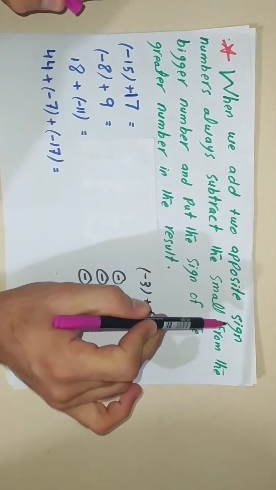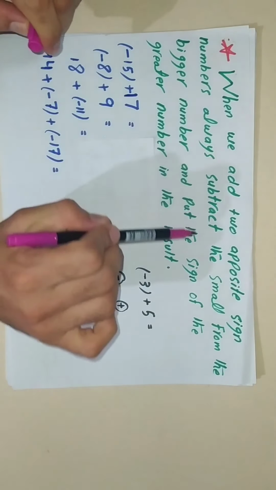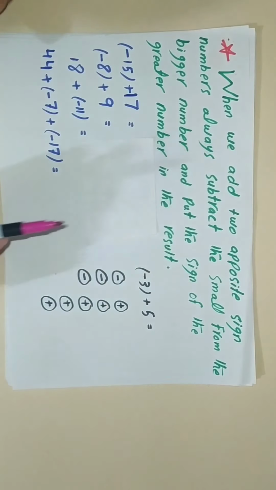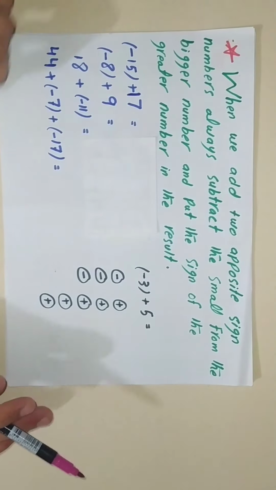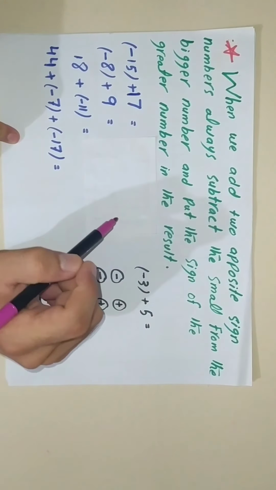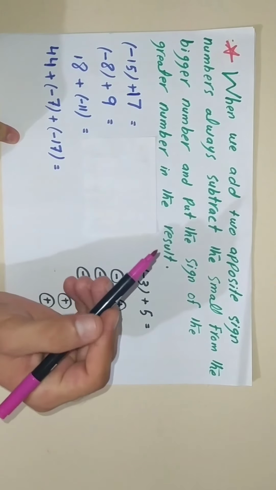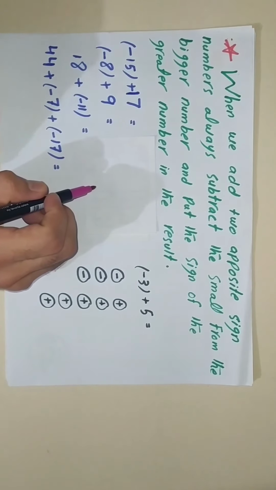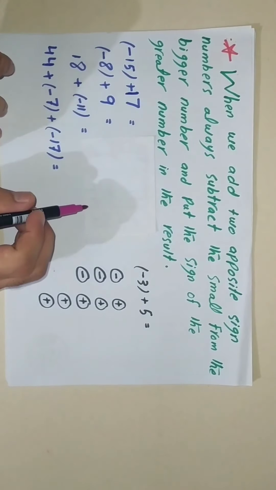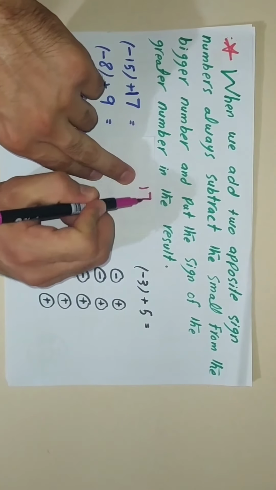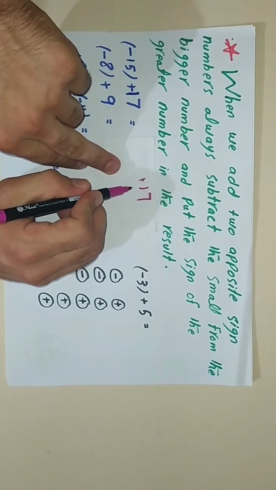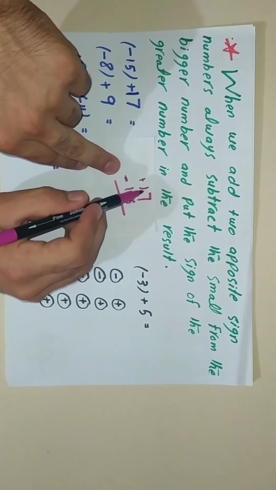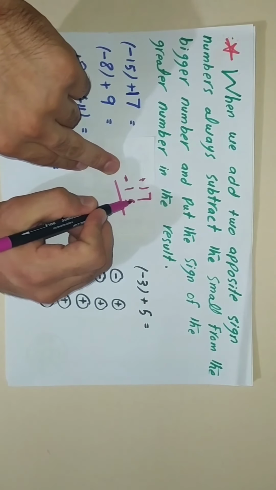When we have two numbers with opposite signs, always subtract the smaller from the bigger number and put the sign of the greater number in the result. If you subtract two numbers with opposite signs, you always subtract the smaller number and put the sign of the greater number. One example is 17 in plus and 15 in minus.